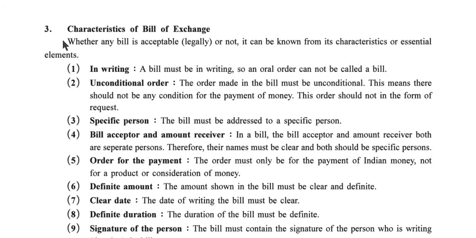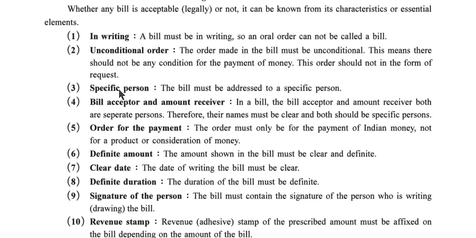Now, third point, characteristics of bills of exchange. Whether any bill is acceptable legally or not, it can be known from its characteristics or essential elements. First, in writing. A bill must be in writing, so an oral order cannot be called a bill. Second, unconditional order. The order made in the bill must be unconditional. This means there should not be any condition for the payment of money. This order should not be in the form of a request.